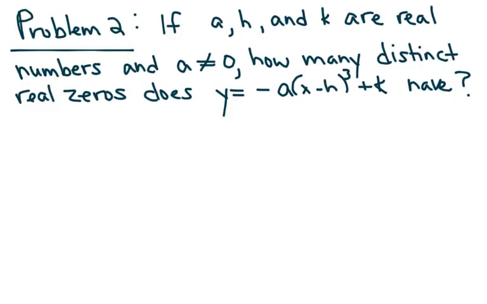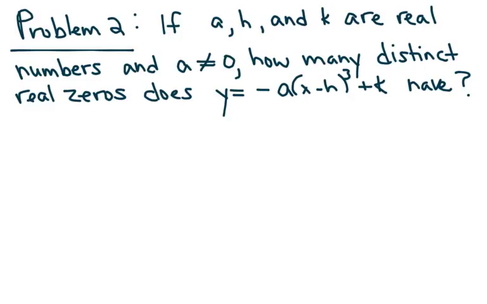Because we're talking about transformations on cubic functions that are very similar to the ones on quadratic functions, the zeros of a cubic function in this format that looks like vertex form, there's only going to be one, and I'm going to show you why. If a, h, and k are real numbers and a does not equal 0, how many distinct real zeros does y equals negative a, x minus h to the third plus k have?